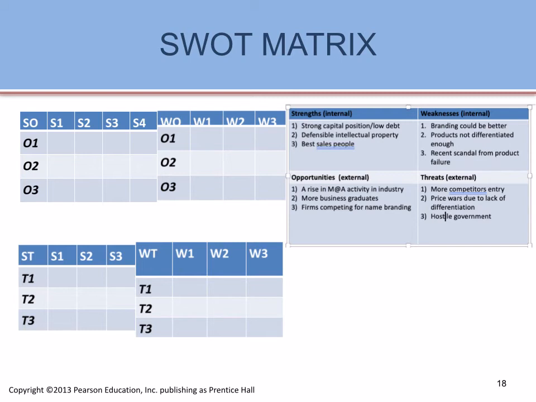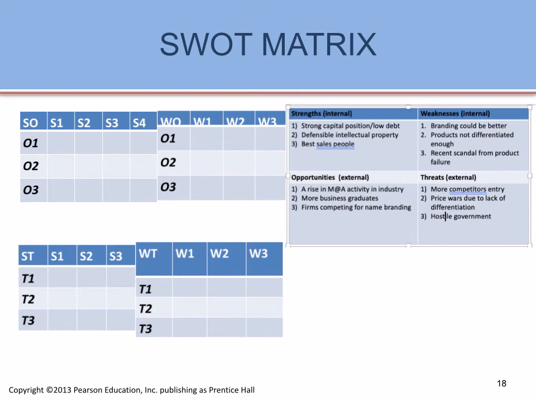So we are combining strong capital position, let's say, with a rise in M&A activity. Okay, so choose any factor you want, but make sure to use your common sense and to come up with a SO strategy. Maybe in the case of a strong capital position or a rise in the M&A activity, we recommend the firm to acquire a small competitor or supplier using backward integration strategy. So this is our resultant SO strategy.